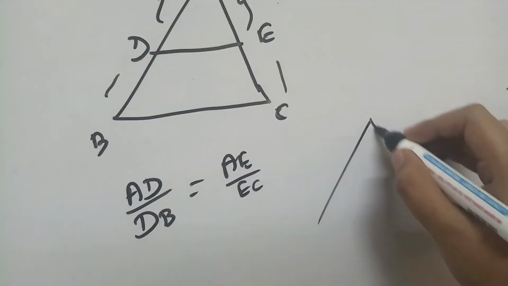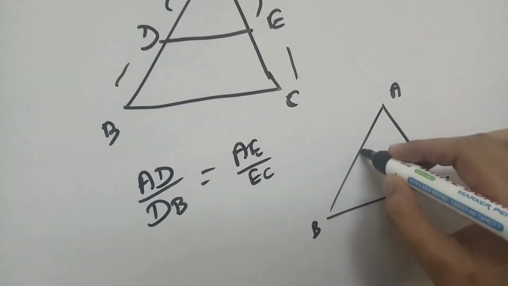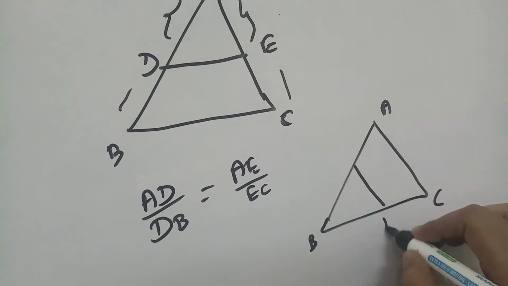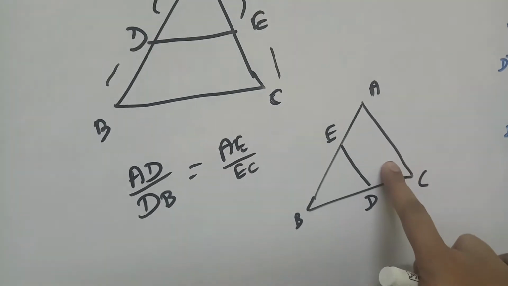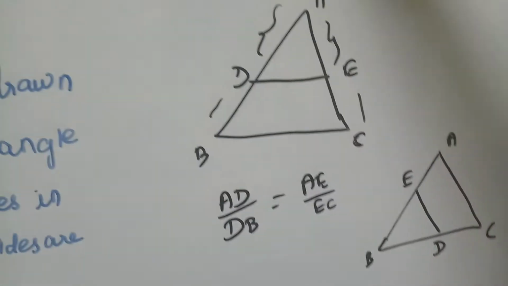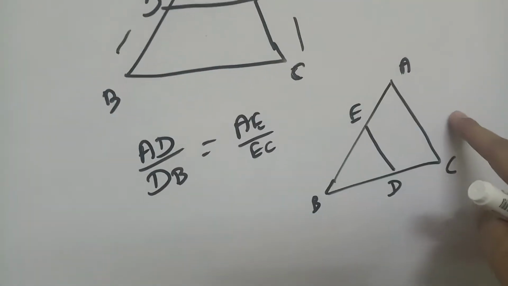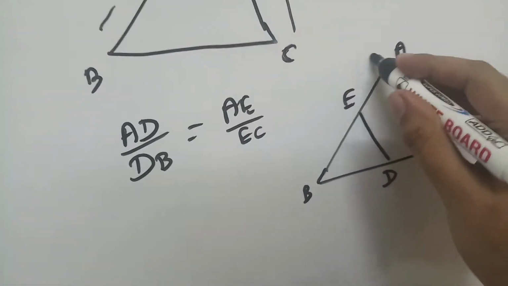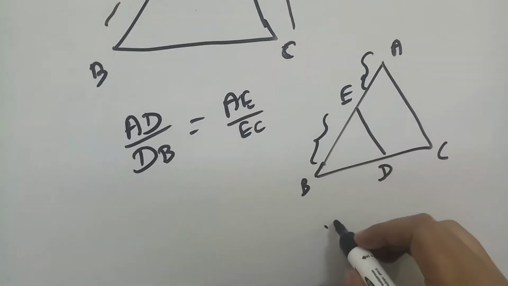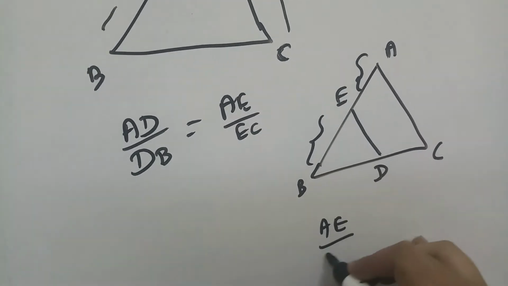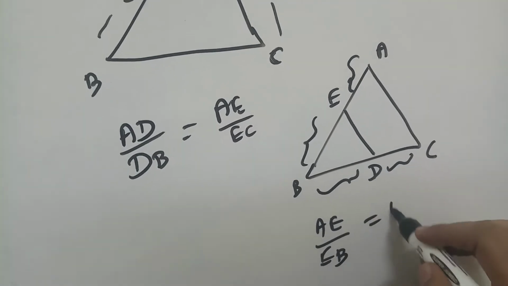Or again, if I have the triangle ABC with a line parallel to side AC, the same D and E, but it is parallel to the side AC. Only I changed the line parallel to AC. And again, I can write AE by EB equal to BD by DC.